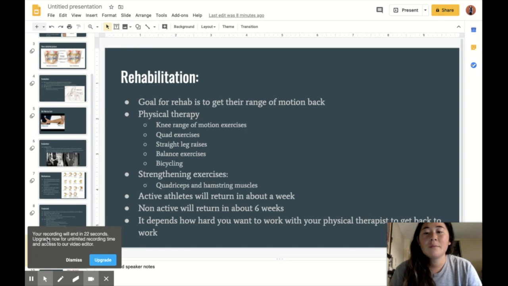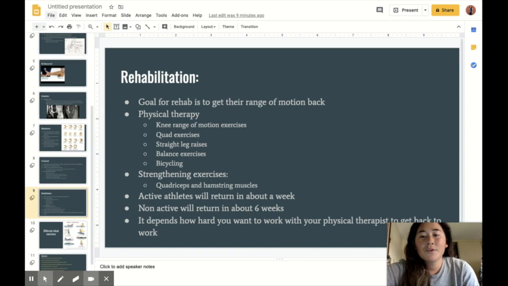For rehab, everyone's goal is to get back on the field or track or whatever it is. They want to get your full range of motion back. Some physical therapy exercises are knee range of motion exercises, quad exercises, straight leg raises, balance.